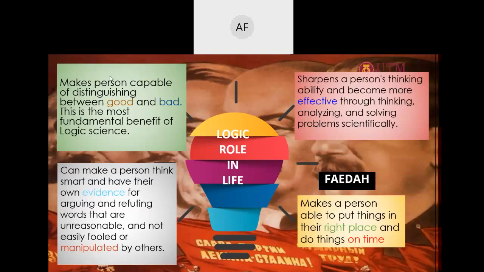So I will explain about the logic role in real life. First is the faedah, or in English we call it benefit. It makes a person capable of distinguishing between good and bad. This is the most fundamental benefit of logic science, and can make a person think smart and have their own evidence for arguing and refuting words that are unreasonable, and not be easily fooled or manipulated by others. Third is, it sharpens a person's thinking ability and becomes more effective through thinking, analyzing, and solving problems scientifically. Fourth is, it makes a person able to put things in the right place and do things on time.